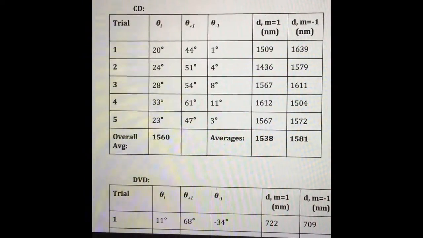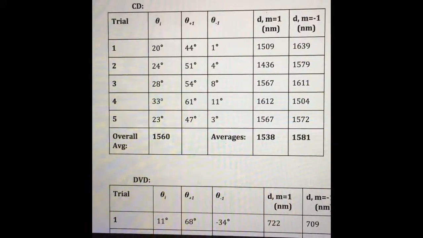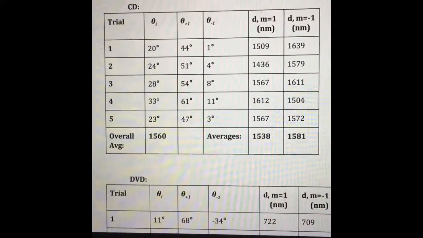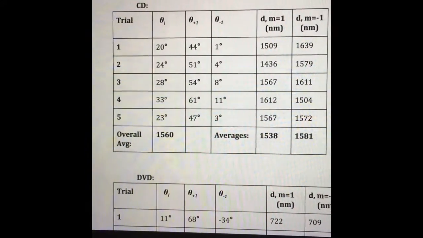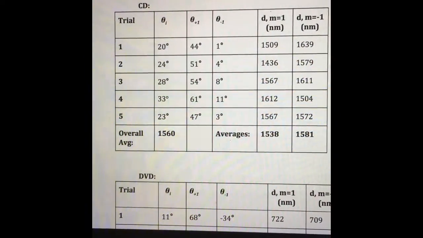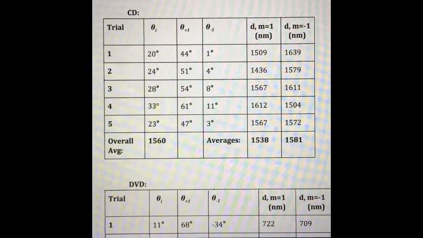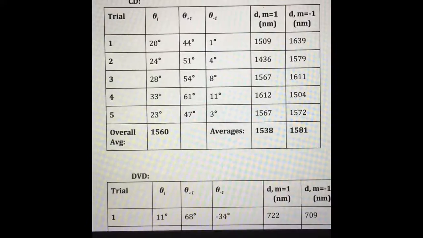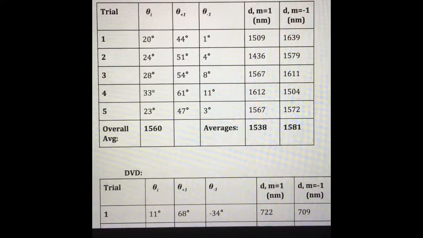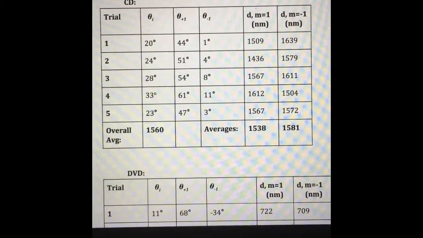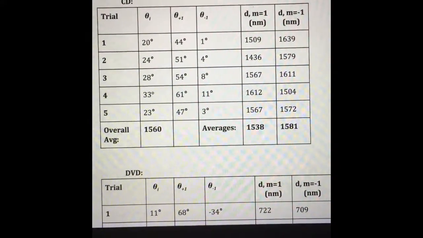D equals m times lambda, where lambda represents the wavelength of the laser we used, all divided by the sine of theta sub m minus sine of theta sub i. By using the formula listed above, we calculated the values of all our D's. Then we calculated the average of all of our obtained values for the variable D.